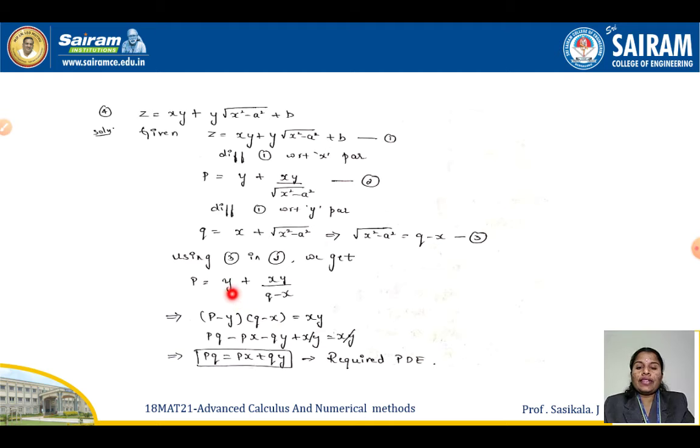So after you take the LCM, cross multiply and simplify, you can reach this equation: pq is equal to px plus qy. This is your required result. See what we did differently. We tried to eliminate directly with the differentiation. You could not make it. Try to get along with a constant substitution. Then you can make it. Do the simplification. You can reach your result.